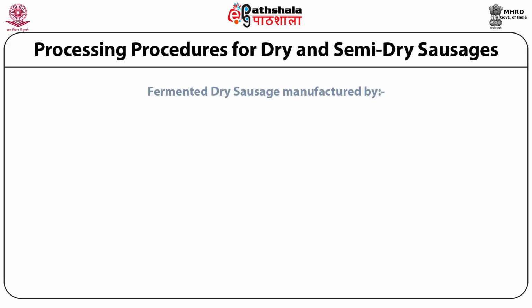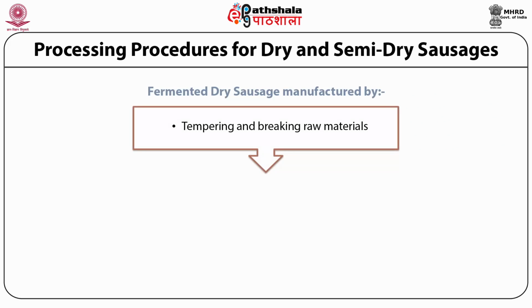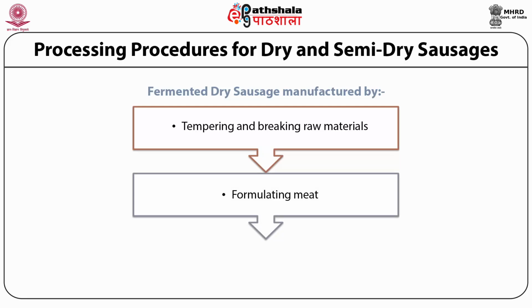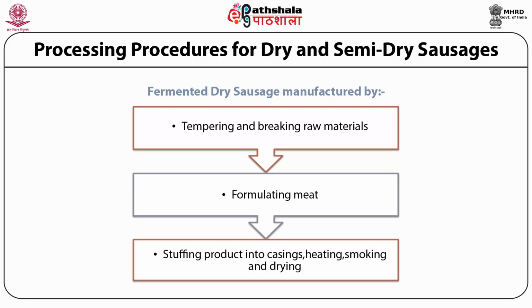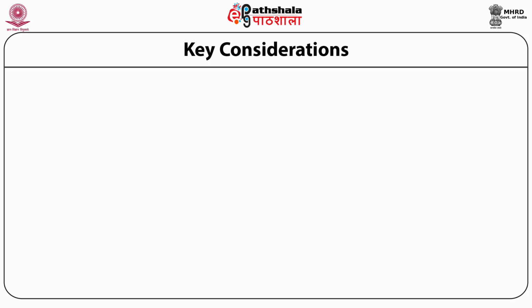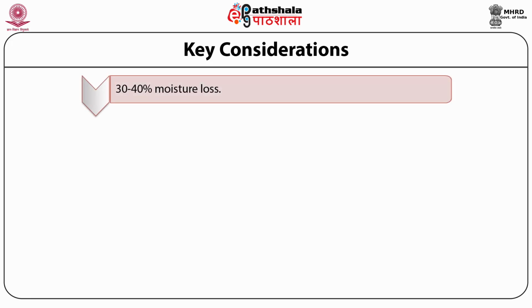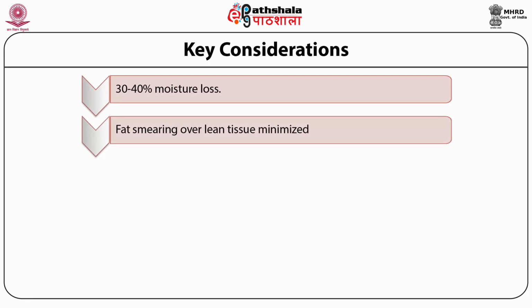Fermented dry sausage basically is manufactured by tempering and breaking the raw meat materials, formulating the meat with added cure, starter culture, salt and seasoning mixture, stuffing the product into casings, fermenting, heating, smoking, which is optional, and drying. The key considerations for manufacturing fermented dry sausage are as follows. Sausage will require 30 to 40% moisture loss. Fat smearing over lean tissue should be minimized to enhance moisture loss and product definition.